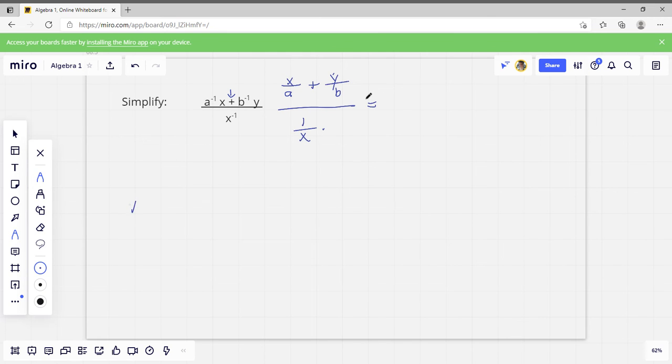So we've got x over a plus y over b. Now our common denominator is going to be ab. So for here, if I multiply times ab, I've already got the a, so I need xb. And right here, if I multiplied by ab, I've already got the b, so that would be ay. We're adding those, so that's going to equal xb plus ay over ab. Okay, so I'm going to put that on my top.